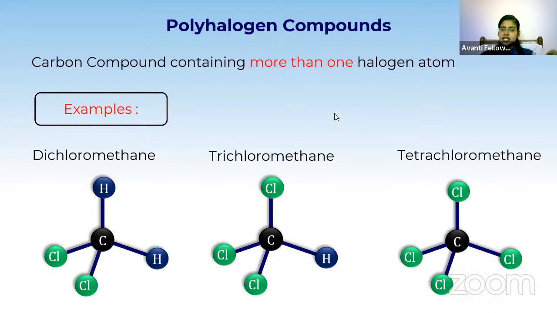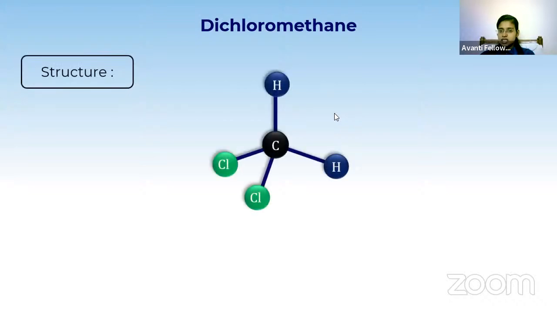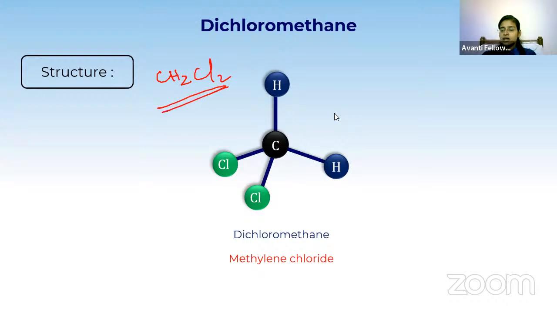So these are some examples of polyhalogen compounds. Let us study one by one. Let me take dichloromethane first. First of all, I will show you the structure. The structure is CH2Cl2, which is tetrahedral. The common name of dichloromethane is methylene chloride.